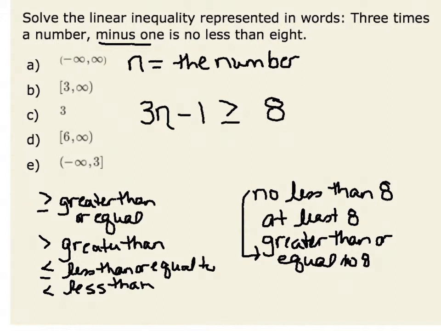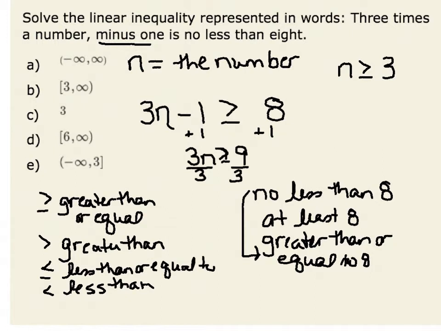Therefore, 3 times a number minus 1 is no less than 8, or 3n minus 1 is greater than or equal to 8. Now we can go ahead and solve this inequality. We want to isolate the variable on one side of the inequality, so we can start by adding 1 to both sides of the inequality, giving us 3 times n is greater than or equal to 9. Since we want to know what n is, we are going to divide both sides by 3. This results in the inequality that n is greater than or equal to 3.